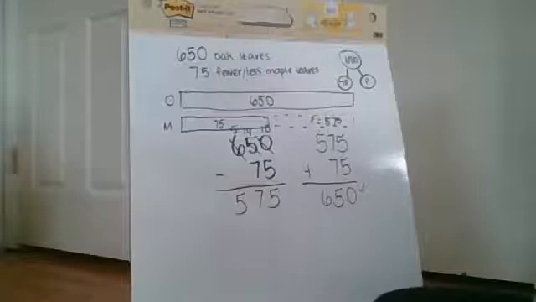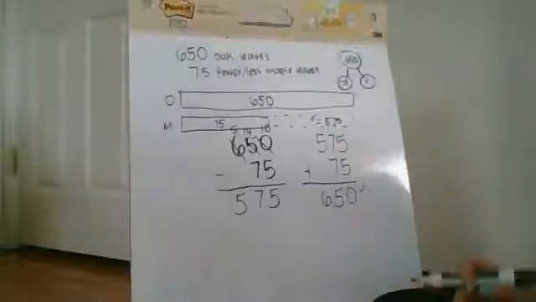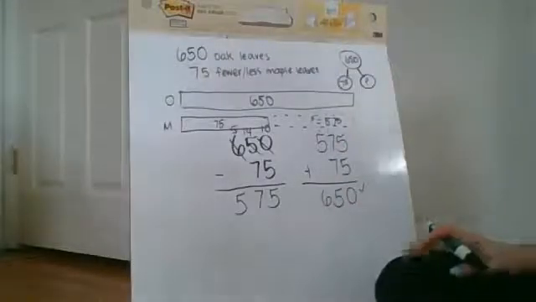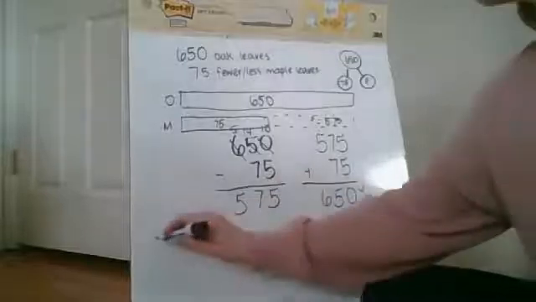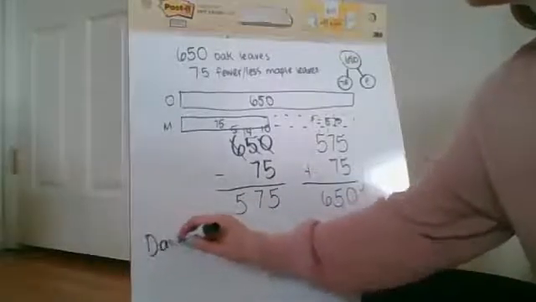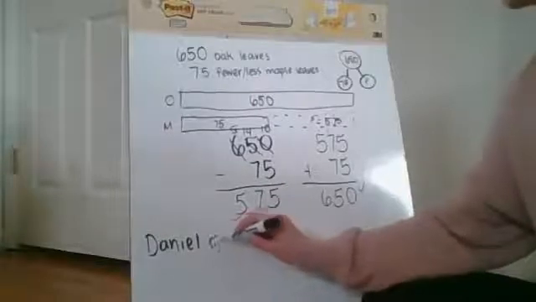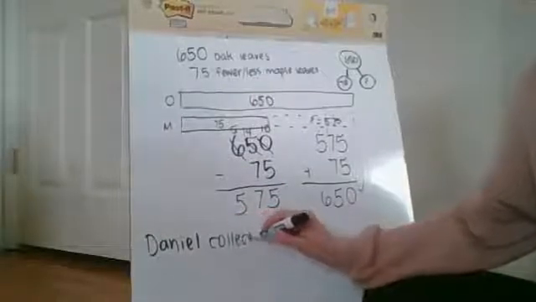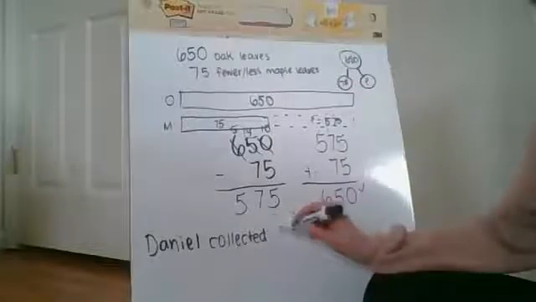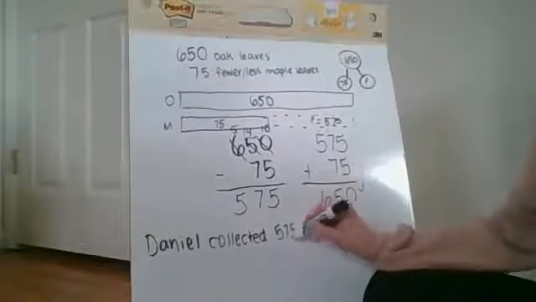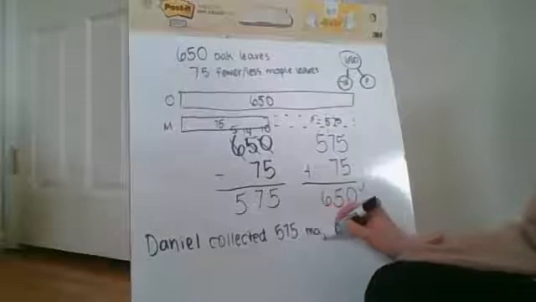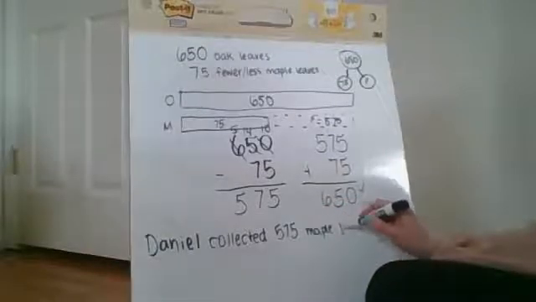So if I'm writing my sentence at the bottom of my paper, right, on the line down at the bottom of the paper is where I need to write my sentence. So I'm going to rewrite what I know. So I know Daniel collected 575 maple leaves.